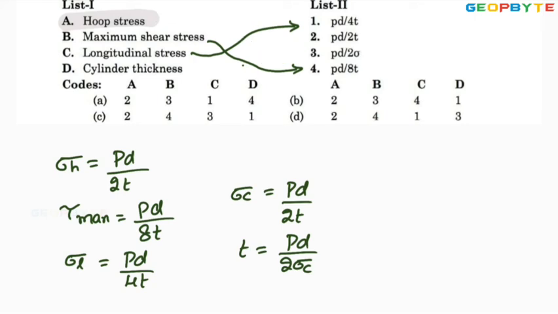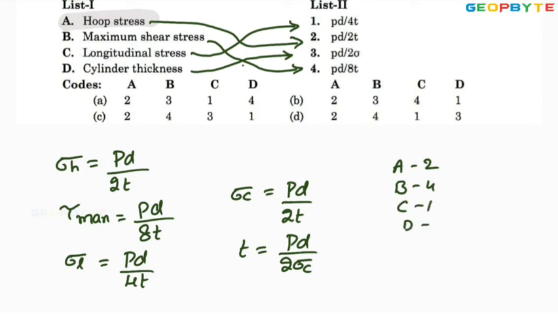So here the hoop stress is PD by 2T. Yes, it is absolutely correct. Whereas the cylinder thickness is PD by 2 sigma. So A2 correct, B4 correct, C1 correct, D3 correct. So A2, B4, C1 and D3. Therefore option D is absolutely correct.